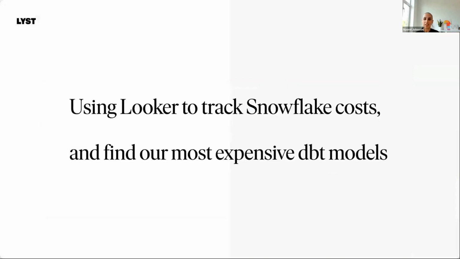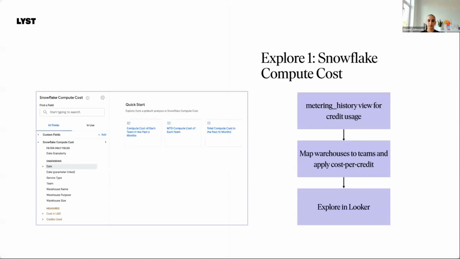So the first thing that we needed was to get better visibility of spend in Snowflake. There are a number of explores that we built in Looker to provide that visibility, not just to us for the org, but also for specific teams to track their spend as well. For anyone that doesn't know, there are two ways to spend money in Snowflake. The first is compute, and the second is storage.